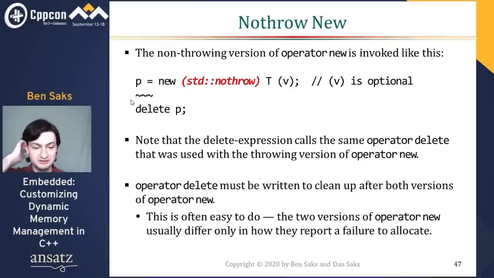This version of delete is actually the same version of delete. It doesn't have an extra argument. It's the same version that we would have used with the throwing version of new. And that's generally not a problem. Basically, operator delete needs to be written to clean up after both versions in many cases. But usually that's not a problem because the two operator news, the only difference between them is the fact that one reports failure by throwing an exception, the other reports failure by returning a null pointer. So they often have basically the same implementation underneath. They both pull from the same memory pool.